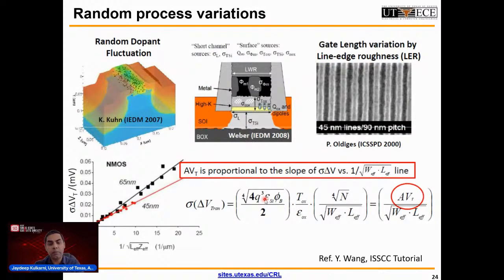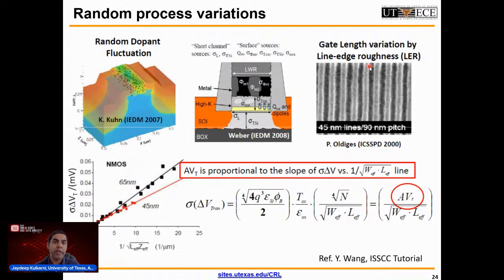So what are the different kinds of process variations that we see in these advanced geometry structures? So these variations could be because of random dopant fluctuations. It could be because of variations in the metal work function. It could be variations in the oxide thickness at such nanoscale dimensions. Or it could be due to the gate length variation because of the process, the photolithography imperfections that result in line edge roughness, called the LER.